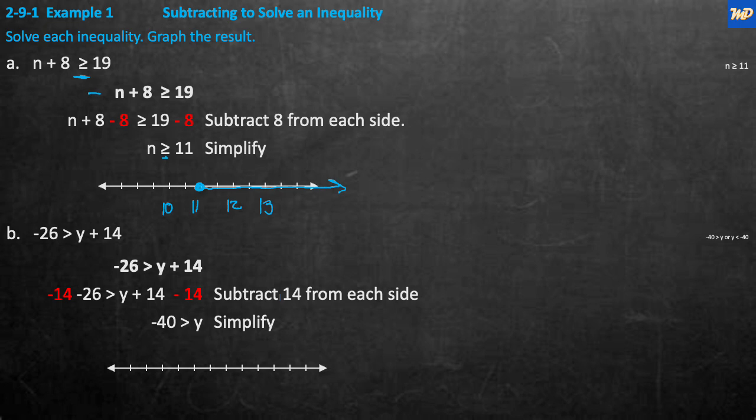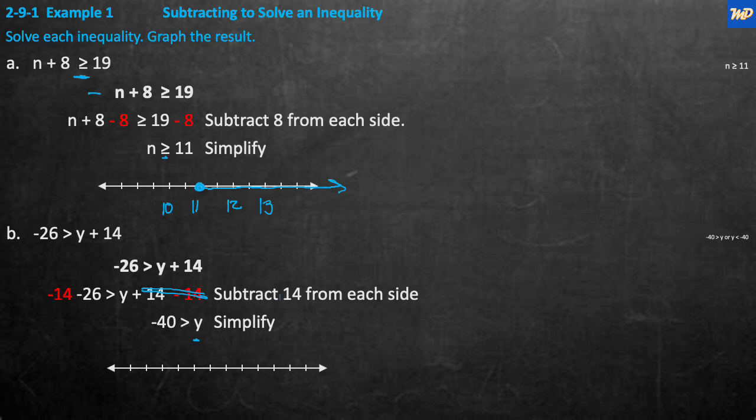And the y stays right here on the right, and we're going to move that plus 14 out of the way. To do that, we have to subtract 14 from both sides. So here it is. Subtracting 14 from the left side, -14 plus -26 is greater than y plus 14 minus 14. The plus 14 and the minus 14 cancel each other out, and we're left with y. So we're going to say here, negative 40 is greater than y.